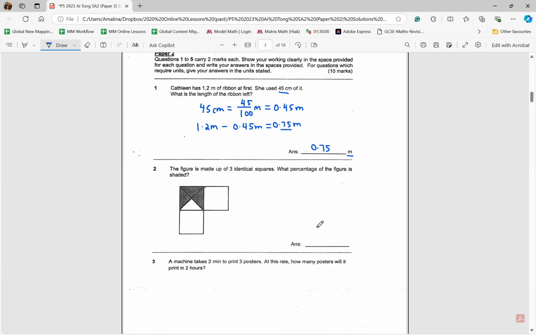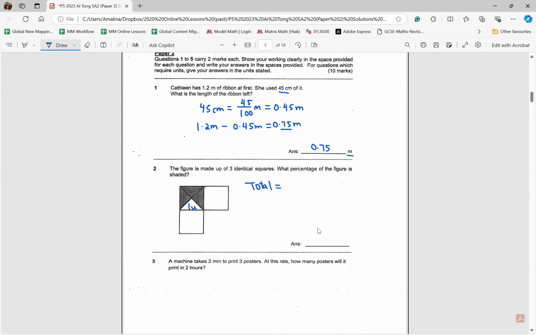Okay, now question number 2. The figure is made up of 3 identical squares. What percentage of the figure is shaded? So if I look at the first square, I cut my square into 4 smaller triangles. Okay, so if one square has 4 smaller triangles, that means if you have 3 squares, there will be 12 smaller triangles.